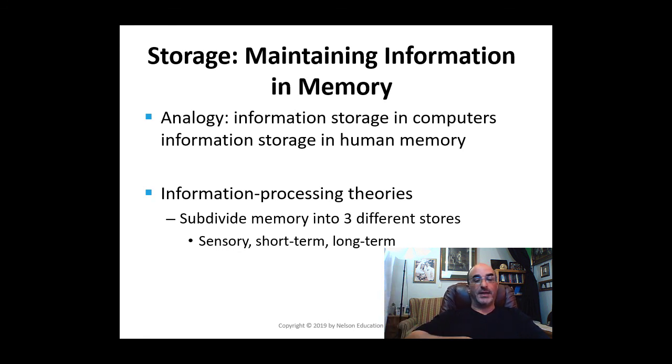And this was what we call the information processing approach, where we basically divide memory into 3 different stores in our brain. We have sensory memory, short-term memory, and long-term memory, and this is depicted in the following figures.